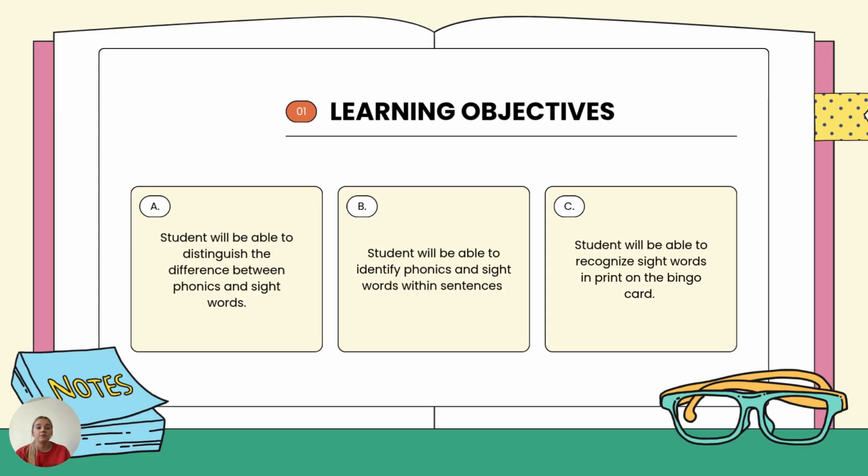Our learning objectives today for our lesson will be that you will be able to distinguish the difference between what phonics are and what sight words are, and how we use them together in order for us to learn how to be better at reading. You will also be able to identify phonics and sight words within sentences. So I'm going to give you a few sentences, and you're going to try to identify which ones are the phonics words and which ones are the sight words. And then lastly, you'll be able to recognize the sight words in print on our bingo card. So we're going to have a fun little bingo game, incorporating everything that we have learned. So before we go on, can you tell me what you think phonics means?